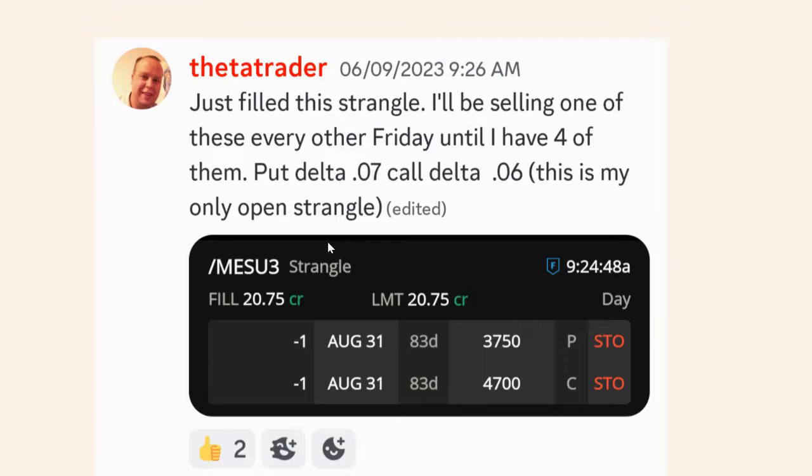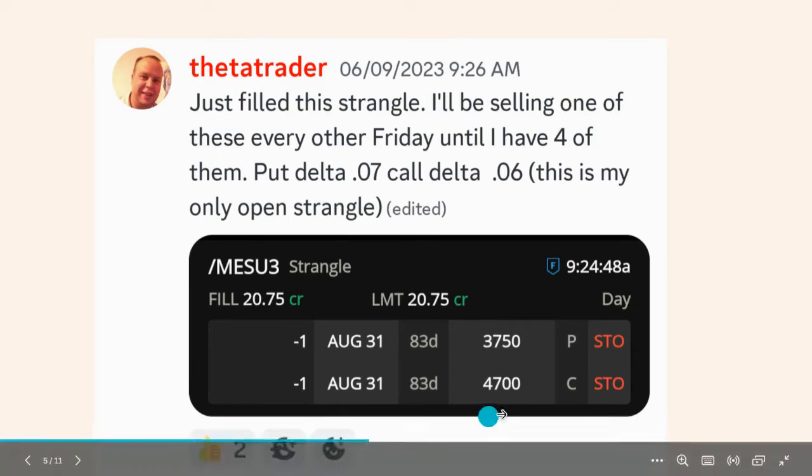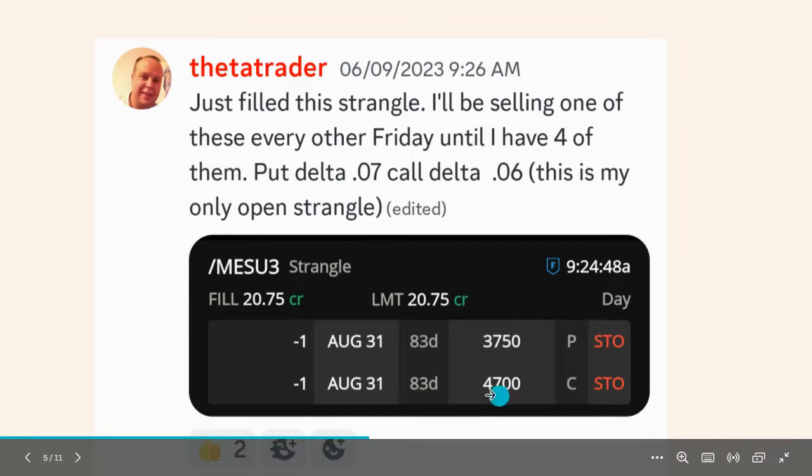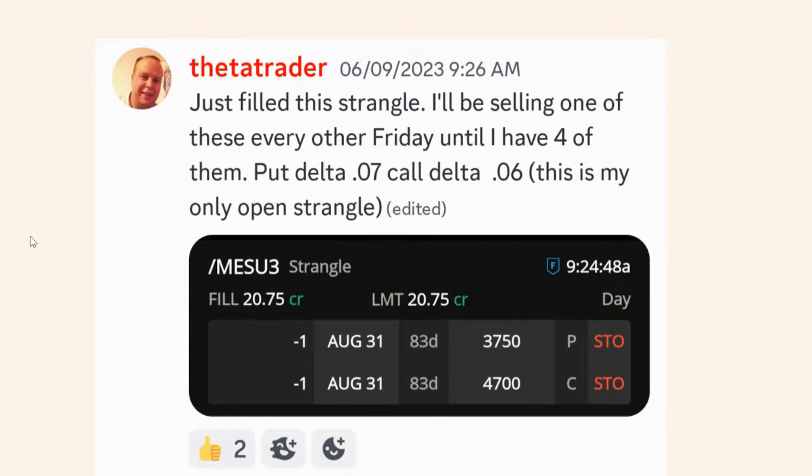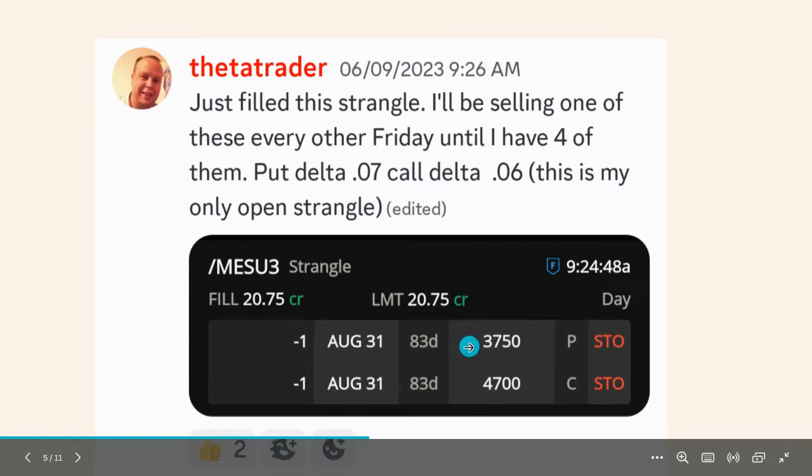So this is a strangle I did on June 9th. Filled the strangle, selling one of these about every other Friday until I have at least 4 of these. I like to stagger these out. So when the market's going up, my new strangles will be even higher on the call side. I have some at 48.50, I think even 4900. If the market goes down, you'll be selling lower puts on the newer strangles as well.